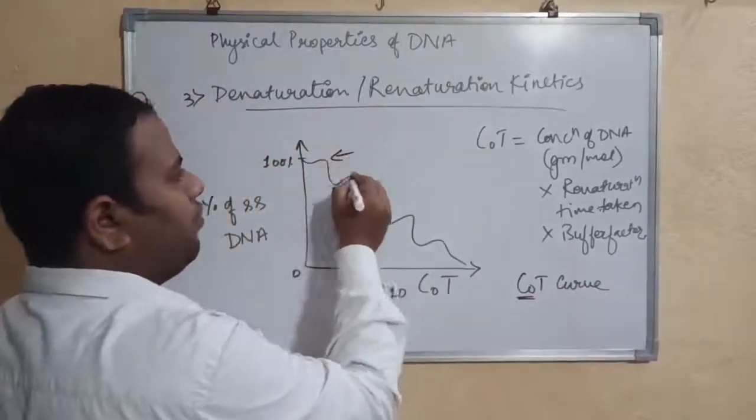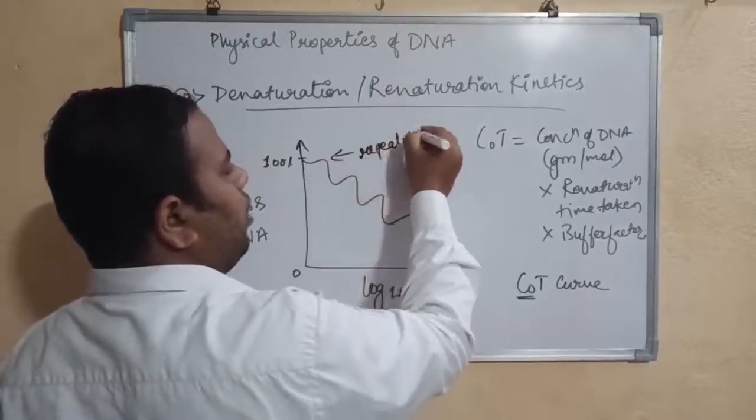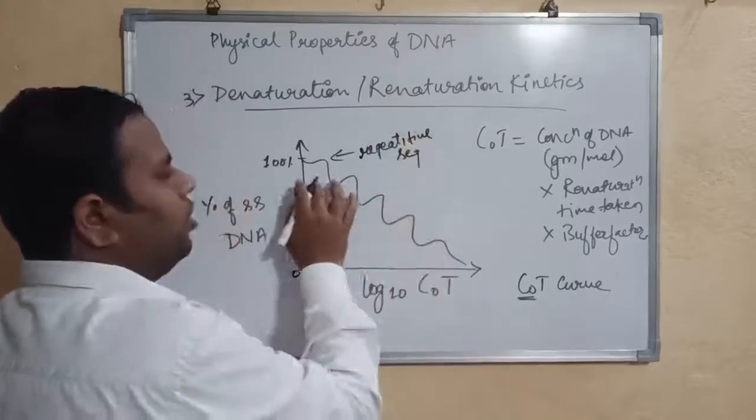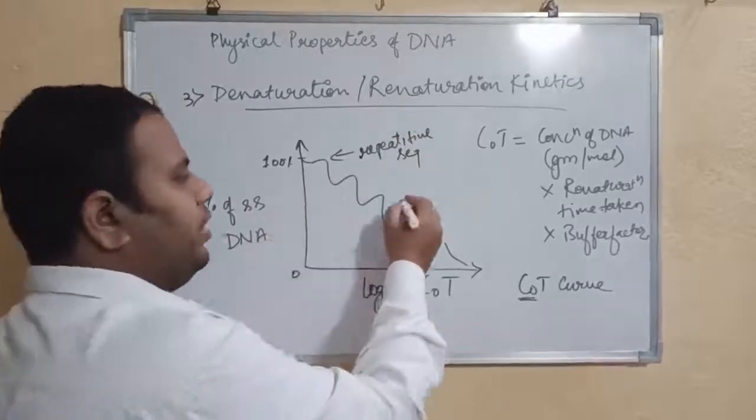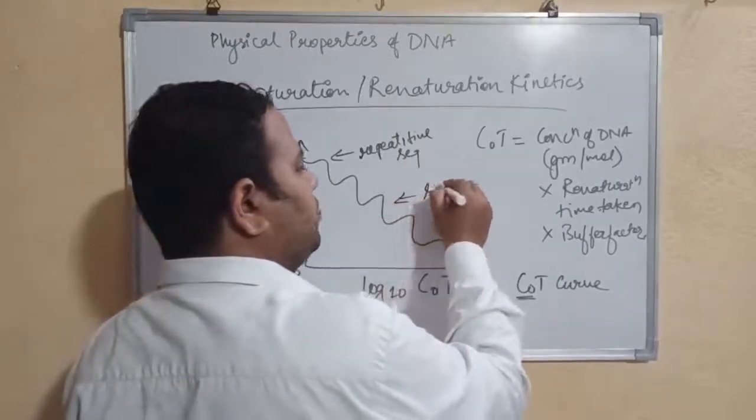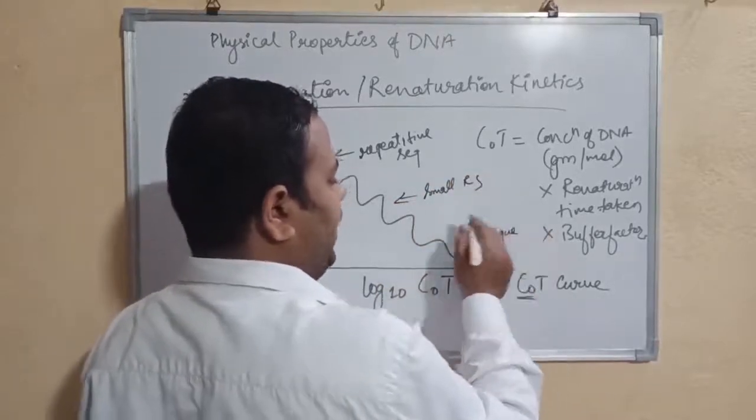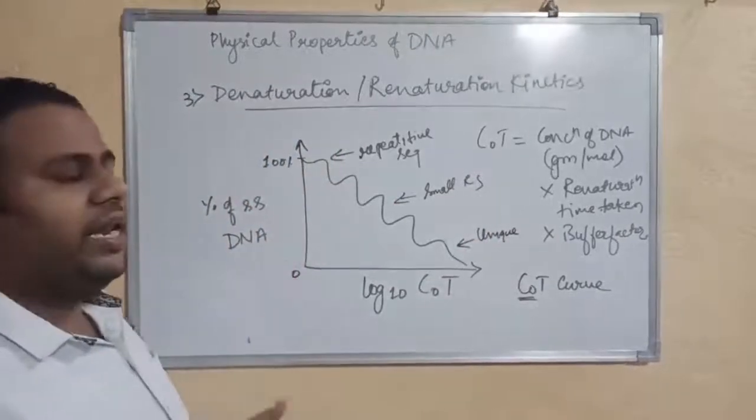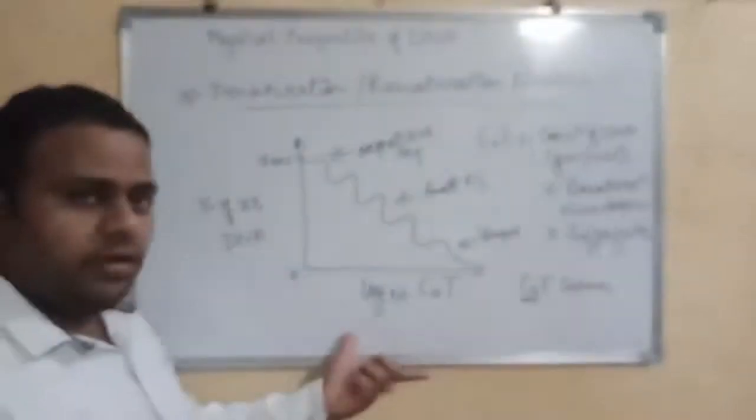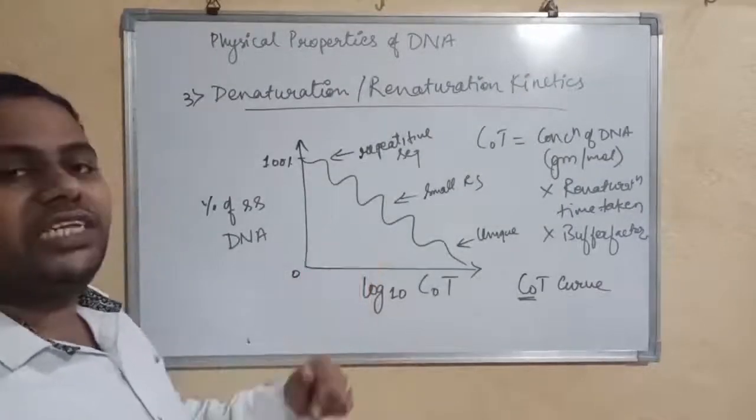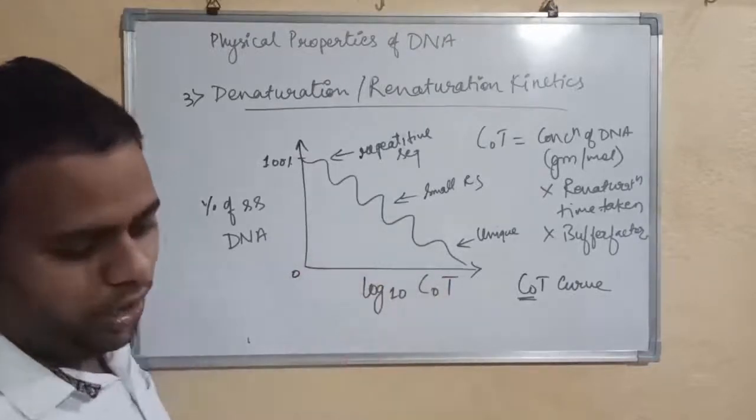So at this position what will happen? There will be lots of repetitive sequences. Why? Because repetitive sequences are simple sequences that will renature faster. In the middle there will be a small amount of repetitive sequences, and here there will be unique sequences that take time in renaturation. So this renaturation kinetics helps us determine whether the DNA is a complex one, whether it has unique sequences, or what the GC content is. If the GC content in the DNA is more, what will happen? It will take a longer time to renature.